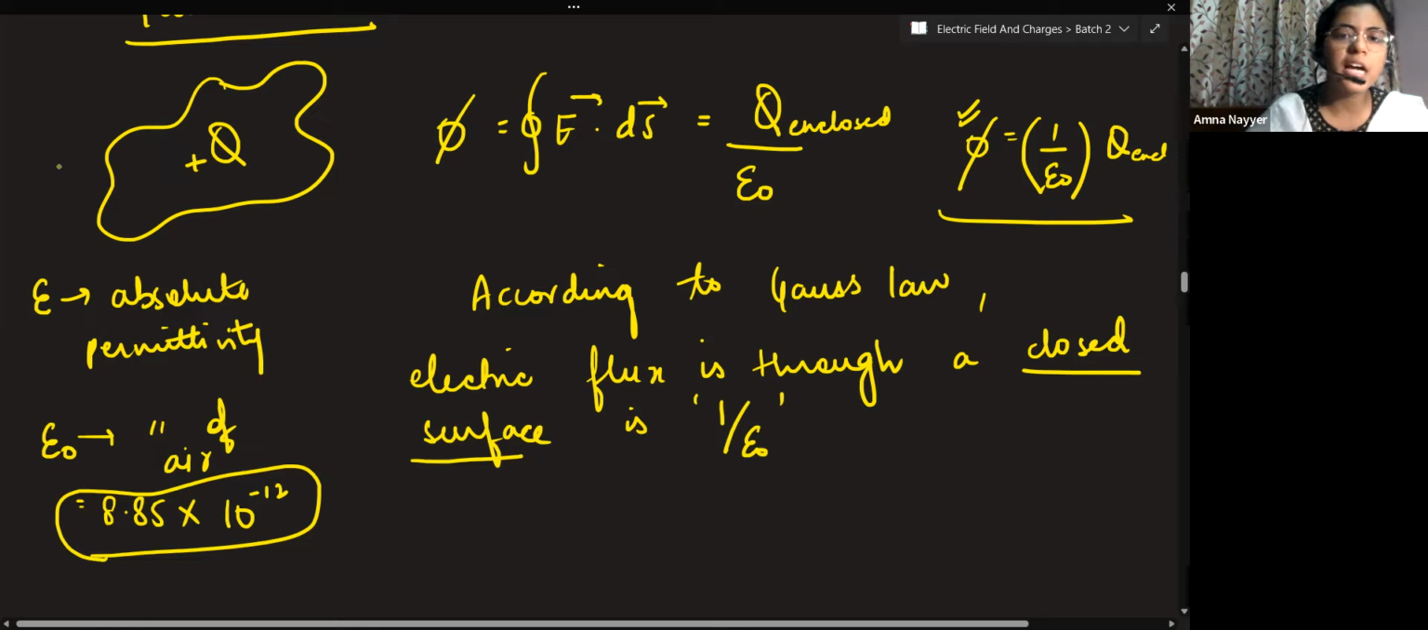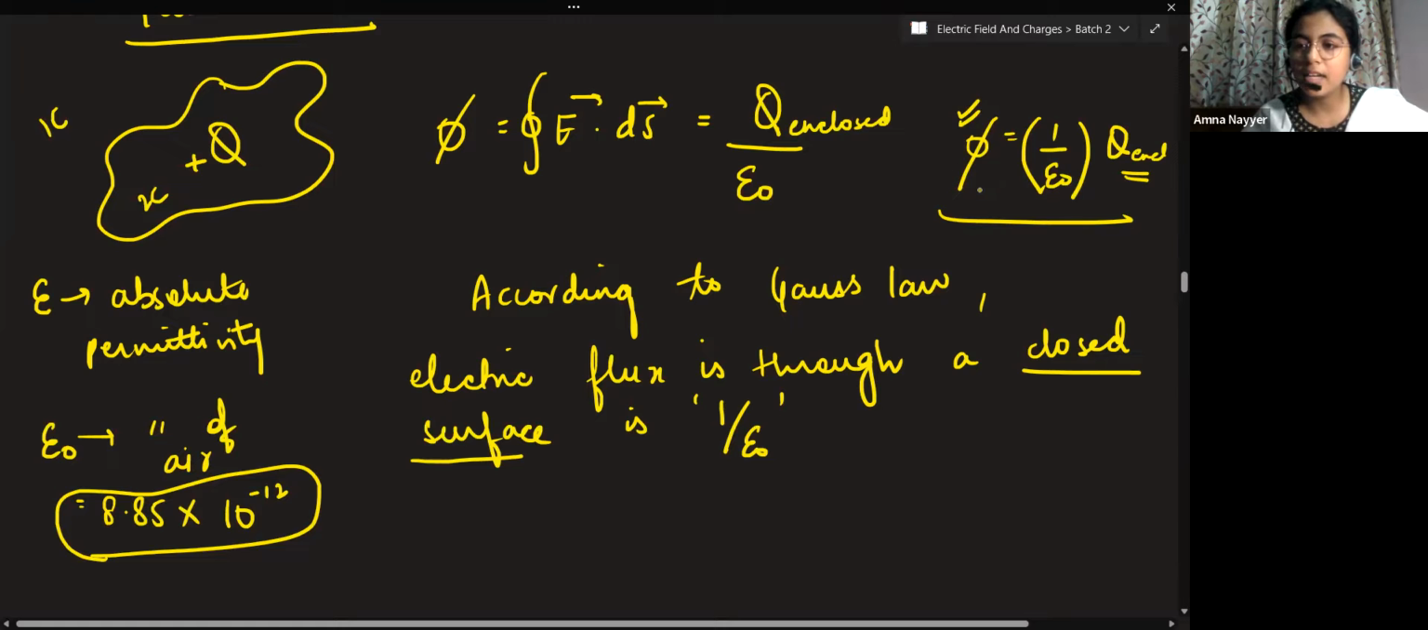If you have a charge outside which is not enclosed within this closed surface, you are not going to consider that charge. For example, 2 coulomb is kept over here, 1 coulomb is kept over here. The total charge enclosed by the system is only 2 coulombs. You cannot take 1 coulomb, neither can you take 3 coulomb. Whatever charge is enclosed within this system becomes your Q enclosed.